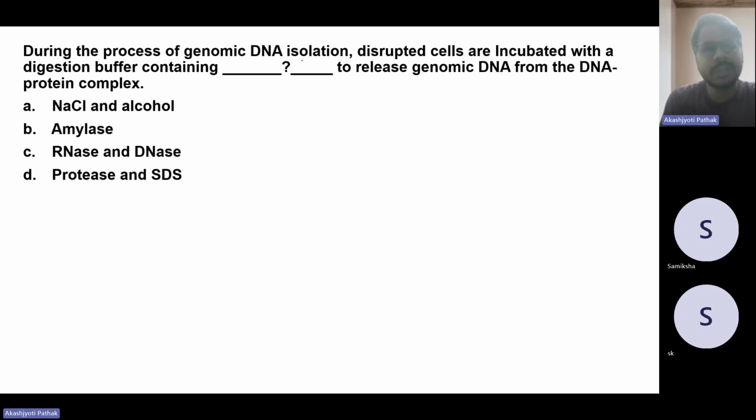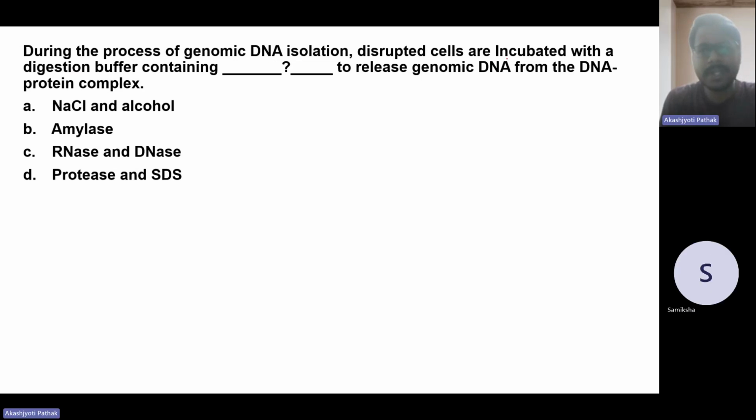During the process of genomic DNA isolation, disrupted cells are incubated with a digestion buffer containing dash to release genomic DNA from the DNA protein complex. So when you want to isolate the genomic DNA, protease and SDS. So can you explain the answer? Why do you need to add protease and SDS?